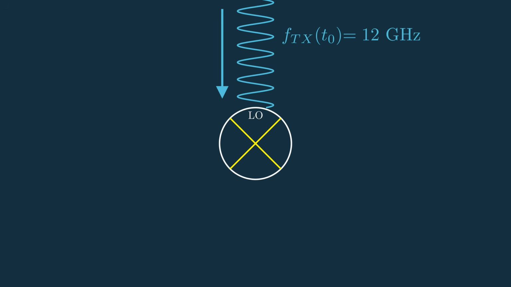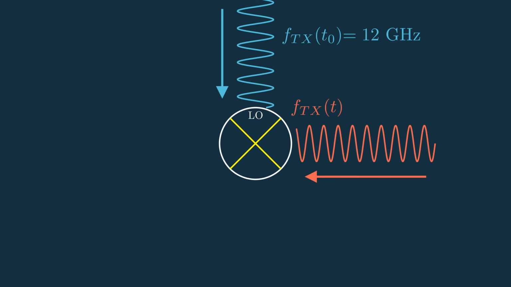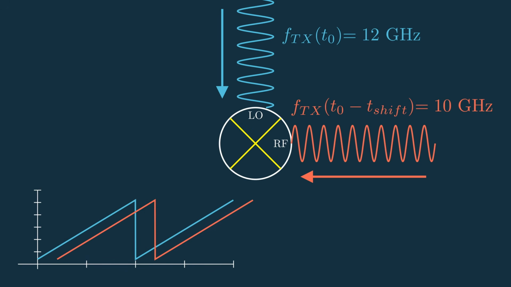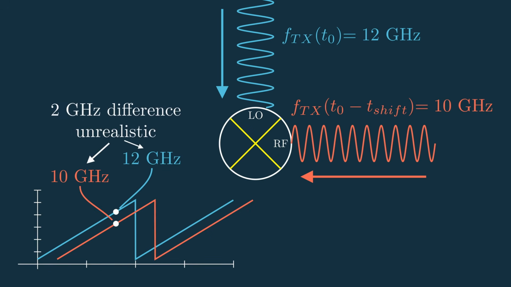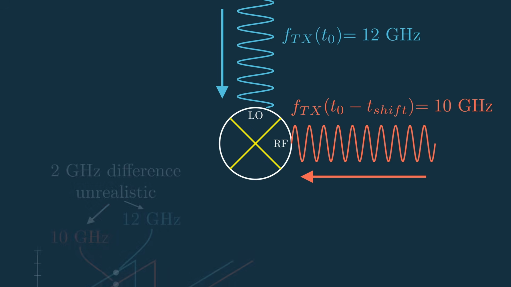After the signal reflects off the target and returns to the receive antenna, we have another signal, still at ftx, but it was generated from some time ago, say t-shift. Let's just say that frequency is 10 gigahertz, and this goes into the RF input of the mixer. As a quick refresher, these two signals would look like this if plotted together, where the receive signal is equal to the transmit signal, but shifted in time. So at any given point in time, we have two different frequencies. In a real system, this 2 gigahertz difference is pretty unrealistic, but something this big is just better for visualization.